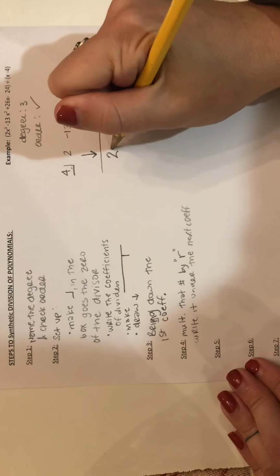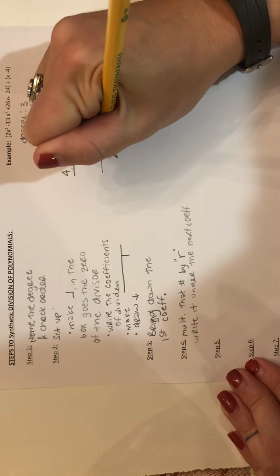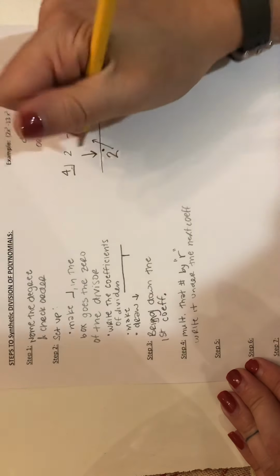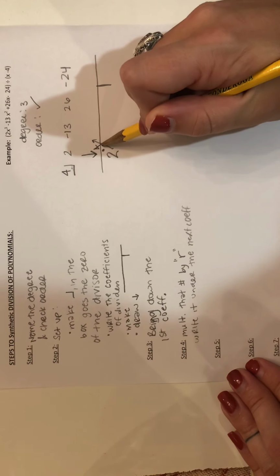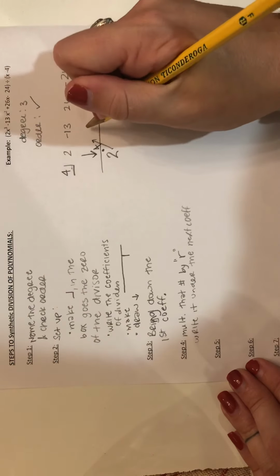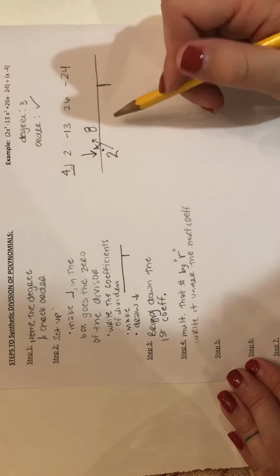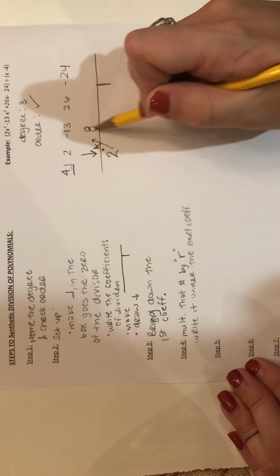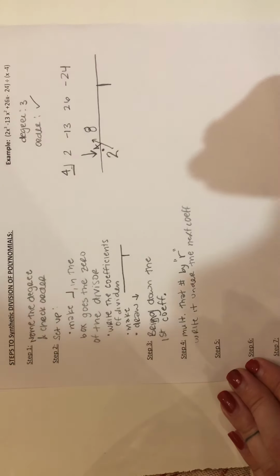So we're multiplying 2 by 4. 2 times 4 is 8. And we're writing it below the next coefficient. So your rotation is going to be writing down and up and down and up. You'll see that in a second.